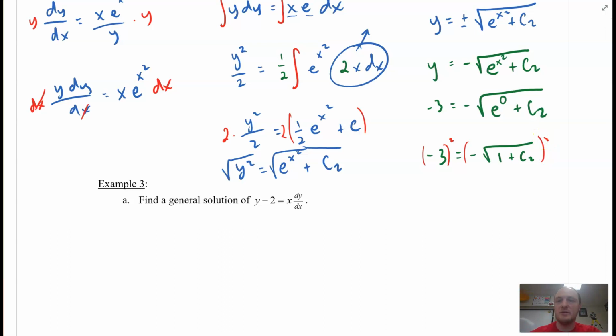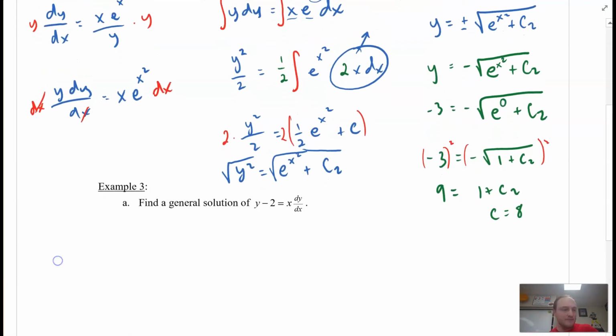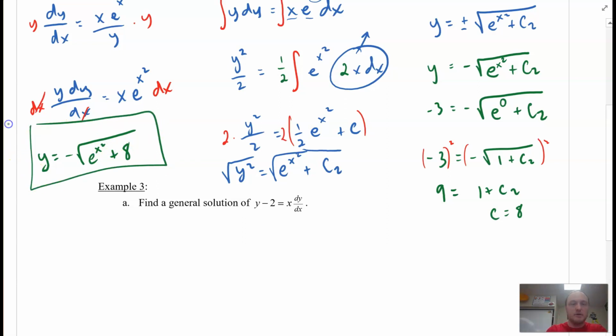Okay, and we get 9 is equal to 1 plus c to the power 2. We'll subtract 1 on both sides, and we get c is equal to 8. So what is our particular solution for that point? Well, I'm going to plug in 8 into our equation up here. So y is equal to negative square root of e to the power of x squared plus 8. And that is your particular equation.